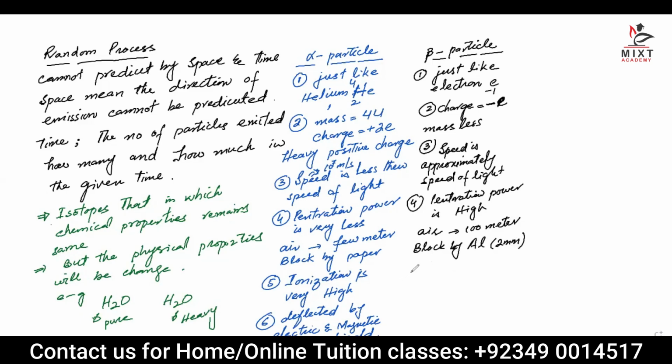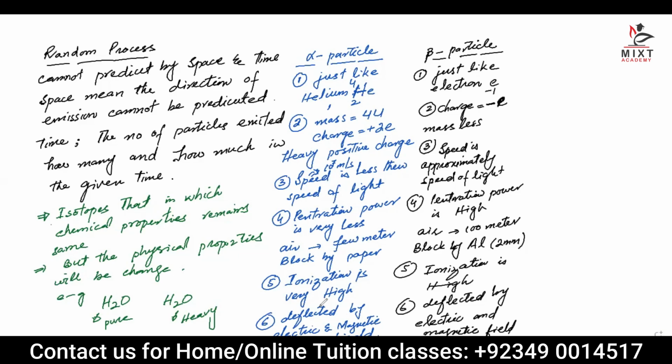So the fifth one is ionization. Ionization is high, not very high. And number six, because it is a charged particle, it can be deflected by electric and magnetic fields. Now this is the beta.